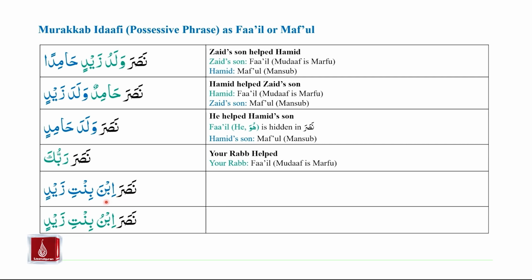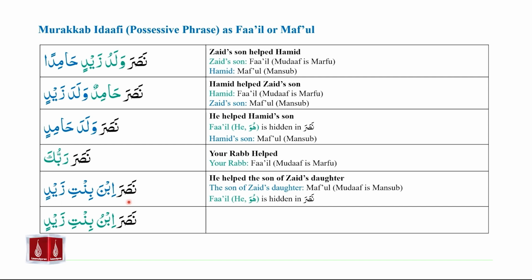Nasara ibn binti Zaidin. Zaid's daughter's son. This is an example of a complex murakkab izafi or a complex possessive phrase. Nasara has the combination of fi'il plus fa'il. Nasara means he helped. Nasara ibn binti Zaidin can be translated as he helped the son of Zaid's daughter. The son of Zaid's daughter, ibn binti Zaidin, is maf'ul because the mudaf is mansoob.